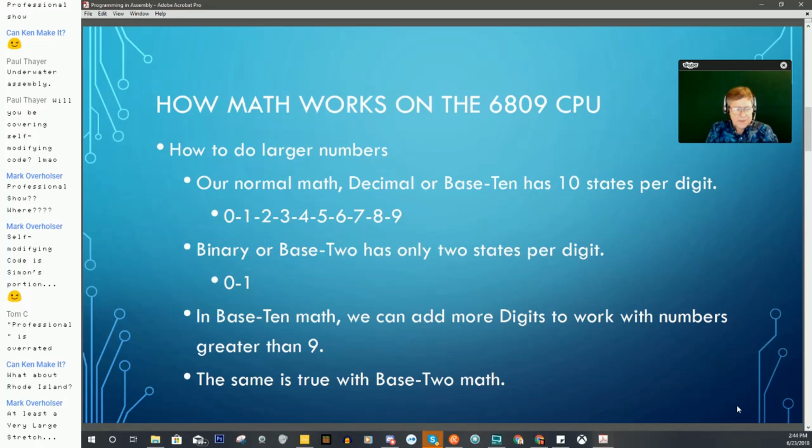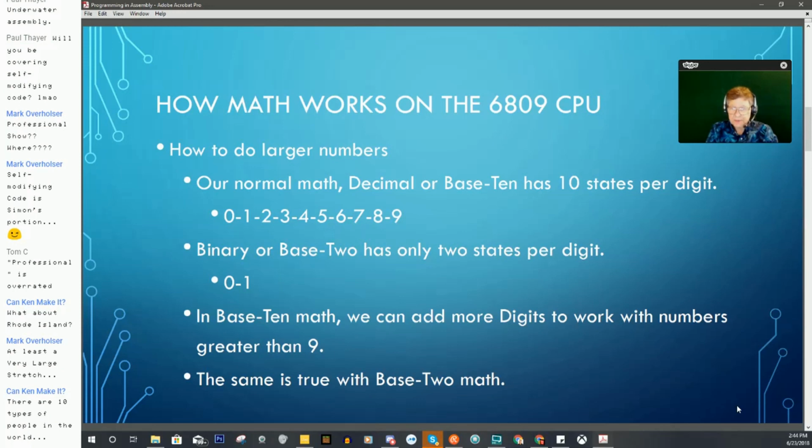Okay. How do you do larger numbers than what can be held in a digit? In the case of decimal or base 10, you can have 10 states per digit, 0 through 9. Binary or base 2, which is what the processor uses, only has 2 states, 0 or 1. But how you do the math for larger numbers is you add more digits. Let's quickly go to the next slide.